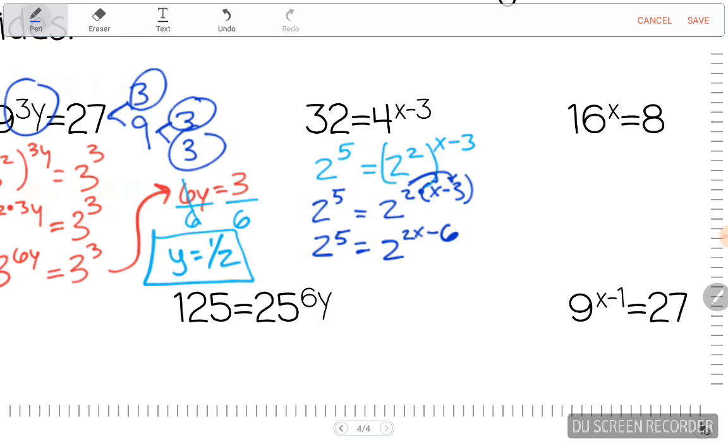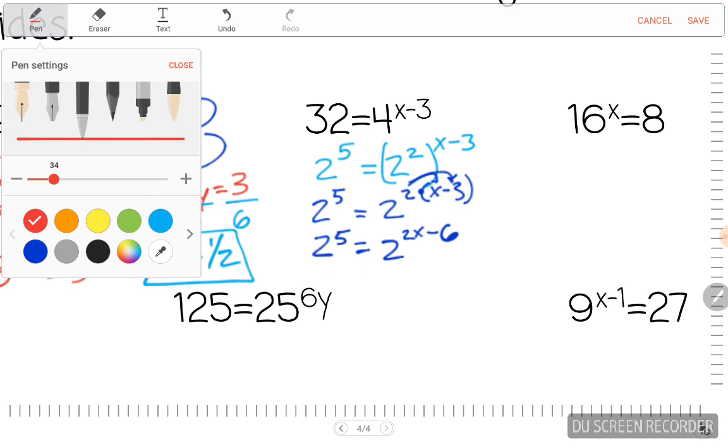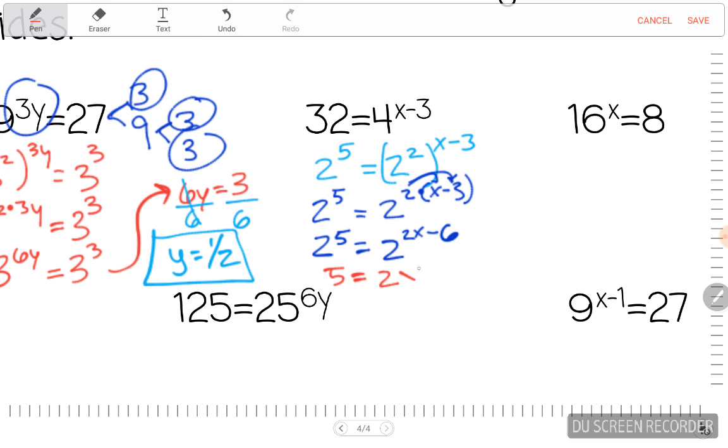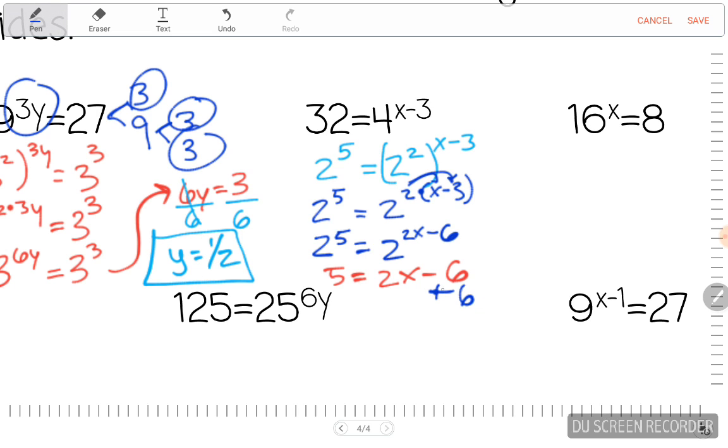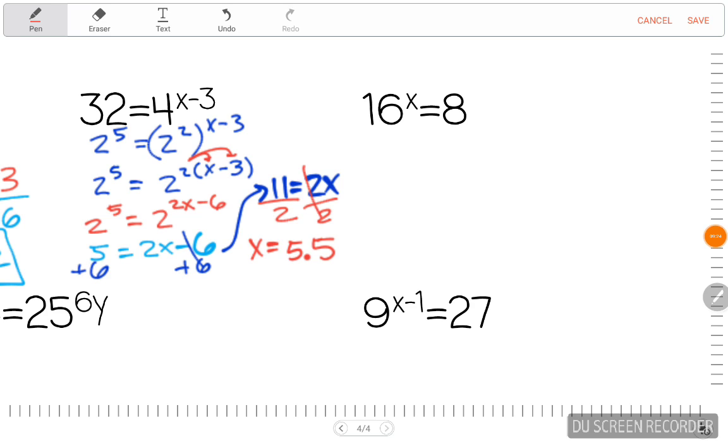If that's true, that means that it must be that 5 equals 2x minus 6. The exponents must be equal. I can add 6 to both sides. I get that 11 equals 2x, divide by 2, and I get x equals 11 halves, or I could say 5.5. Alright, had to fix that one too for space.